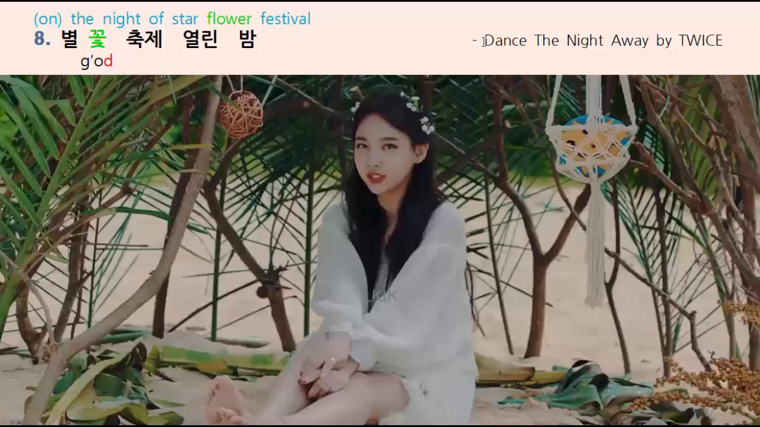Lyrics number 8 is from the song Dance the Night Away by Twice.